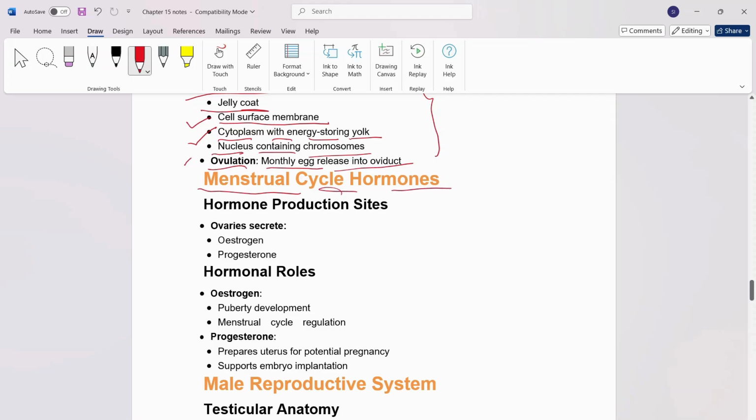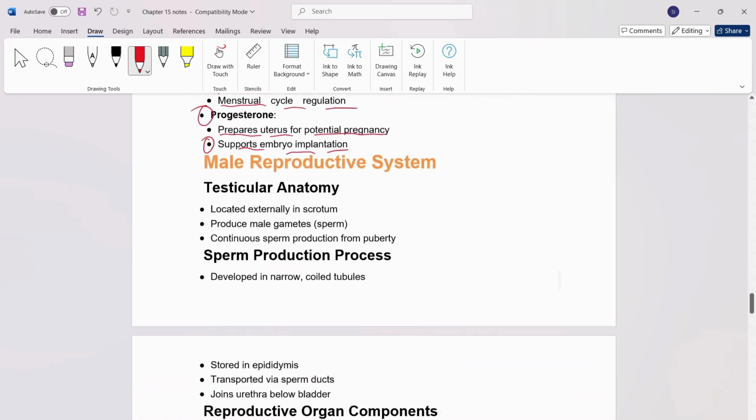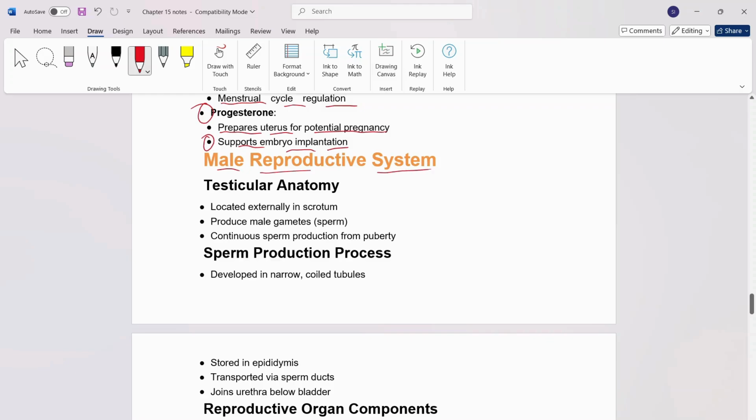Menstrual cycle hormones. Hormone production sites: the ovaries secrete estrogen and progesterone. Hormonal roles: for estrogen, puberty development and menstrual cycle regulation, and for progesterone, it prepares the uterus for potential pregnancy and supports embryo implantation. Next we have the male reproductive system, testicular anatomy: located externally in the scrotum, they produce male gametes, sperm, with continuous sperm production from puberty.